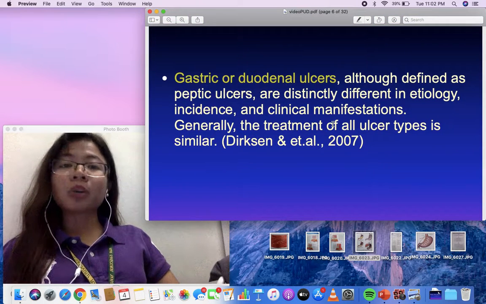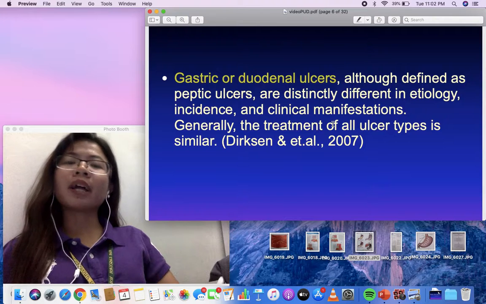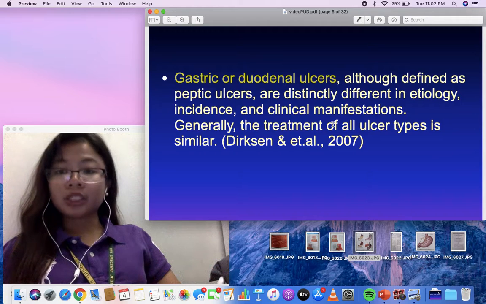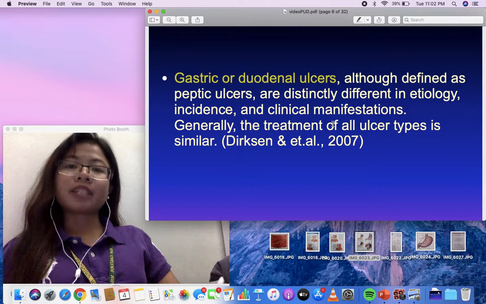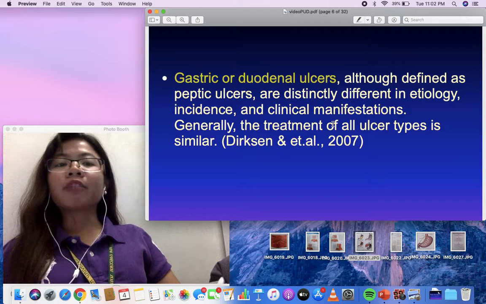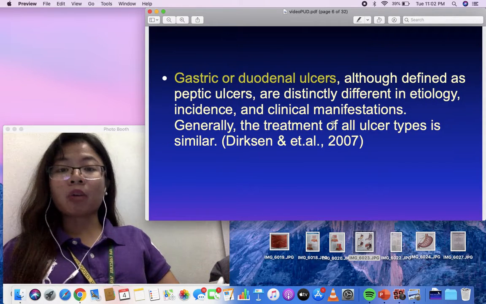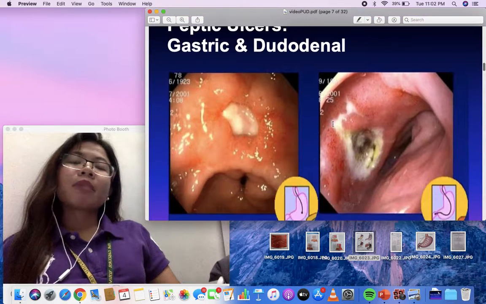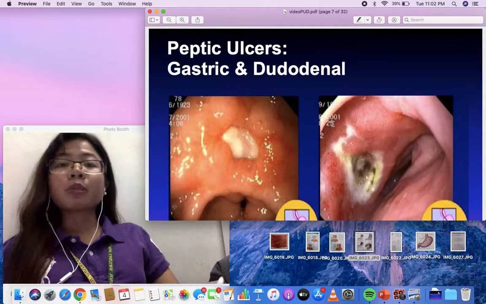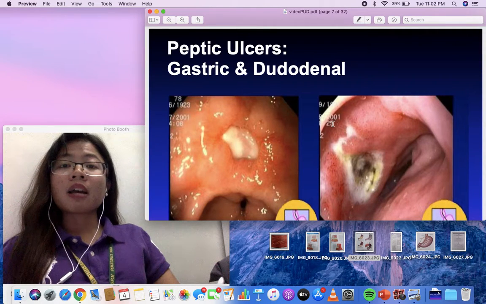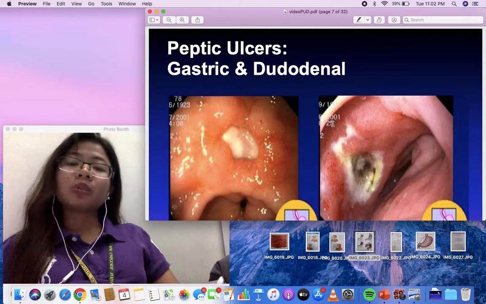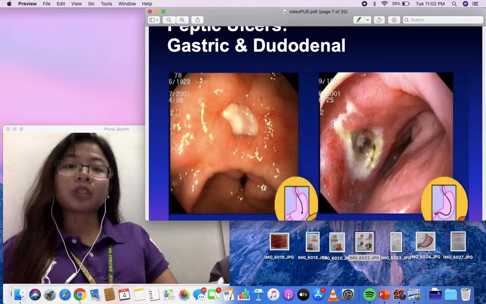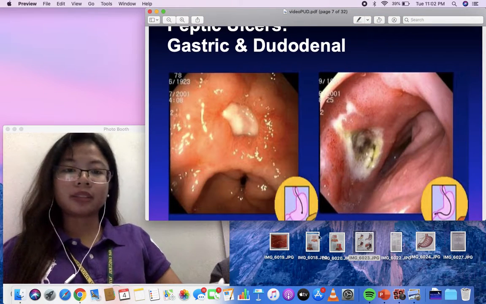Next is about gastric or duodenal ulcers. Although identified as peptic ulcers, they are distinctly different in etiology, incidence, and clinical manifestations. Generally, the treatment of all ulcer types is similar, according to Dirksen et al., 2007. So before we discuss the difference between gastric and duodenal ulcers, let's have a short pathophysiology of peptic ulcer disease.